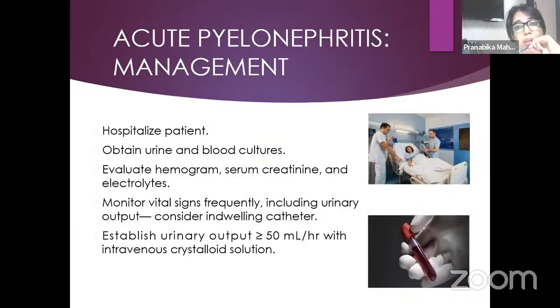So in acute pyelonephritis, we should hospitalize her, obtain urine and blood culture, evaluate hemogram. So we should go for this urine and blood culture because we want to know where that infection has come from, whether it is ascending or it is from the systemic bloodstream. Evaluate hemogram, serum creatinine and electrolytes. Monitor vital signs frequently, including urinary output, considering indwelling catheter. Establish urine output more than or equal to 50 ml per hour with intravenous crystalloid solution.